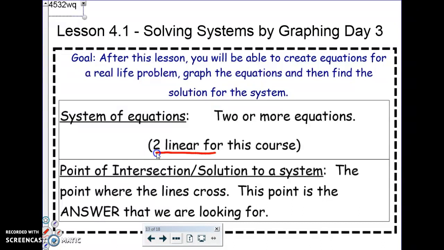So don't forget what we're talking about is systems of equations, and basically for us we're going to talk about two linear equations, but a system could be more than two equations. The point of intersection. This is what we're looking for. That's where the solution is. So if you have two lines that cross each other, the answer we're looking for is right here.